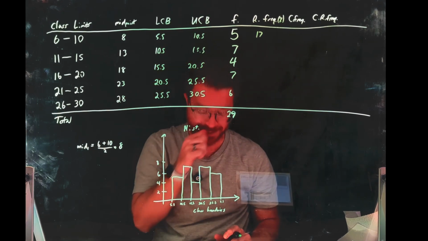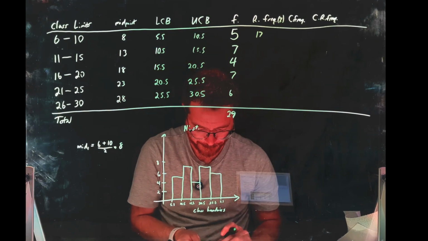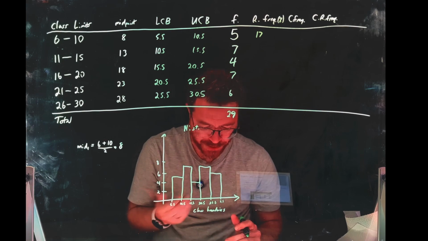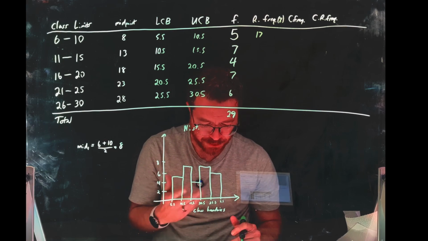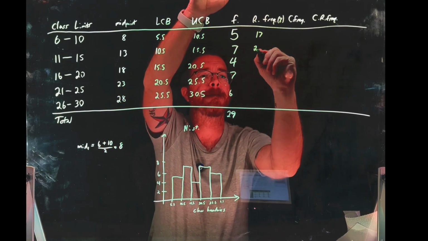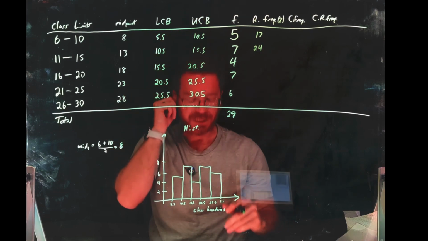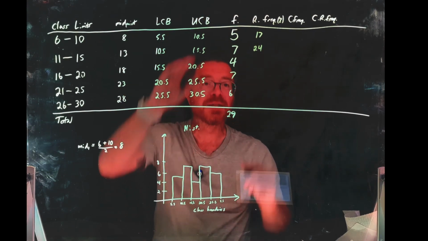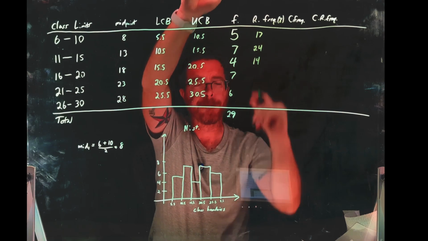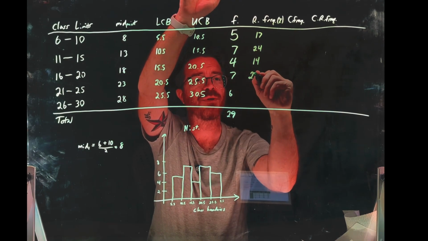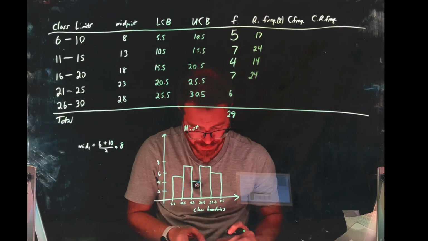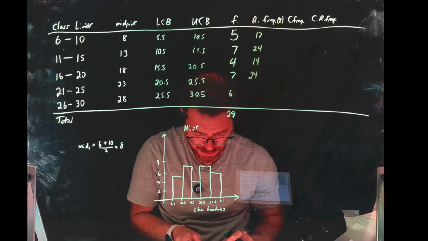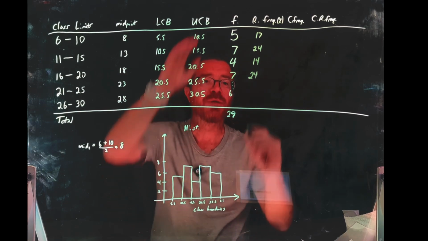So the next one, we have 7 out of 29, which I get 0.241379. So I'm going to round that to 24%. So next one we have 4, so 4 divided by 29. I'm going to round that, that's going to be 14%. We got 7, that's going to be the same one as before, 24%. And then the last one, 6 divided by 29 is going to give us 21%.